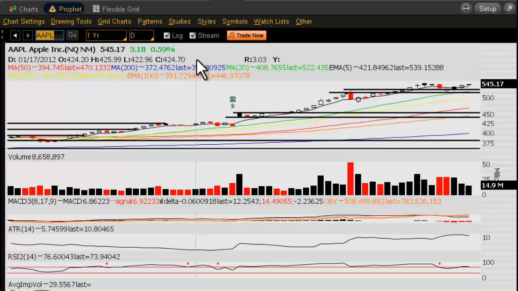So hopefully that helps you understand more about the broken wing butterflies, the reason why I put them on, and something that you should incorporate into your own trading strategy.